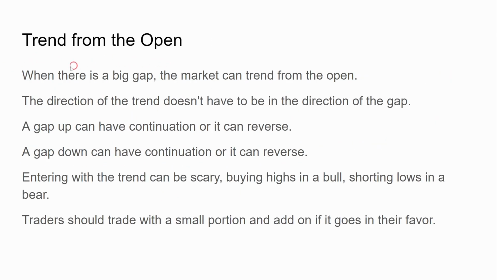Trend from the open. When there is a big gap, the market can trend from the open. The direction of the trend doesn't have to be in the direction of the gap. A gap up can have a continuation, or it can reverse. A gap down can have a continuation, or it can reverse. Entering with the trend can be scary, buying highs in a bull or shorting lows in a bear. Traders should trade with a small portion and add on if it goes in their favor.